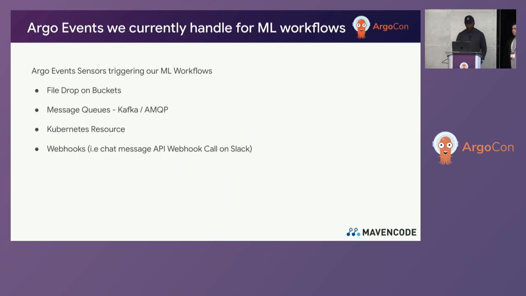Some of the Argo Events sensors that we've built on and used are things like file drops in the bucket. Basically, if there's a file drop or any change in the bucket due to adding new files or new data sets, we can trigger a workflow based on that. We check message queues to see if there's any new message for streaming data. And for Kubernetes resources as well, we can trigger a workflow if there's a new event in the Kubernetes cluster, basically sending a notification whenever we're training a model, whether the model training was successful or not. And we use webhooks to connect back to something like Slack so that someone geeky like Alex can retrain a model from a Slack message.